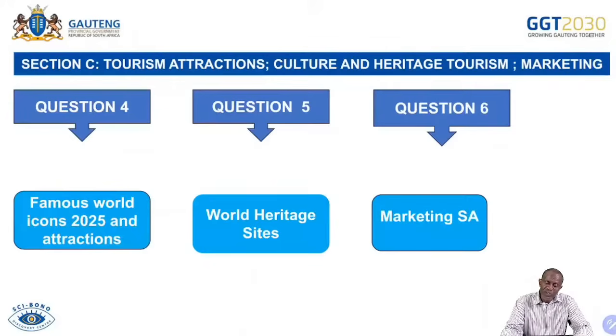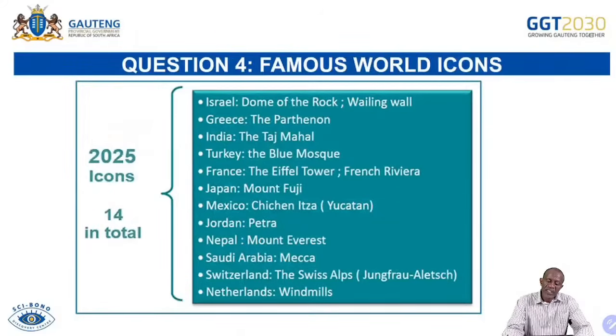Now, let's reflect on question 4. The famous world icons: there are 14 prescribed icons for 2025 as listed on your screen. The first ones are the icons located in the country known as Israel. You have the Dome of the Rock as well as the Wailing Wall. These are 2 icons that you must know, and they are found in Israel.